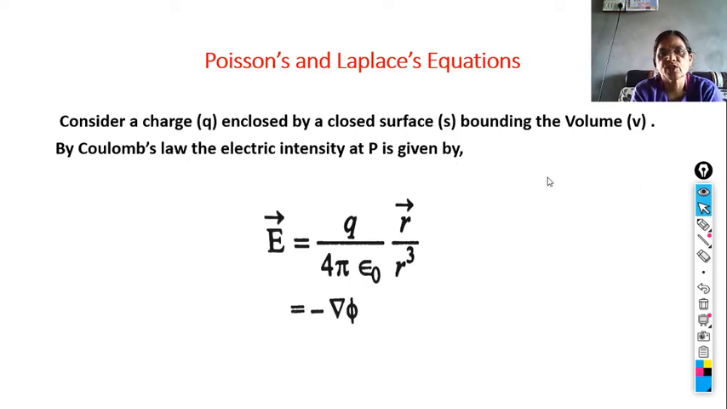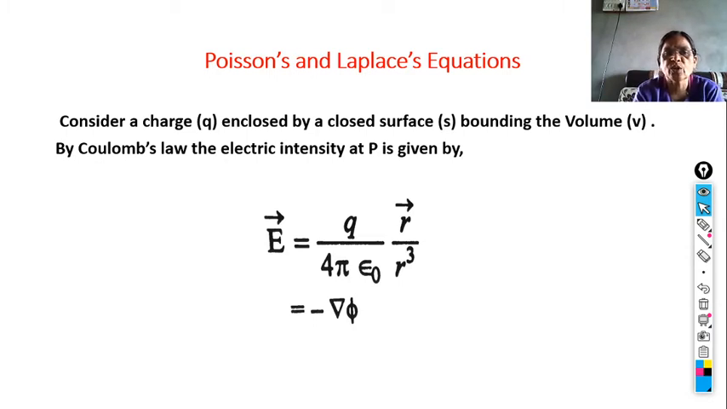Poisson's and Laplace's equations. Regarding the starting of the topic, charged particle dynamics, we have to study Poisson's and Laplace's equations in electrostatics. Consider a charged cube enclosed by closed surface S bounding the volume V.